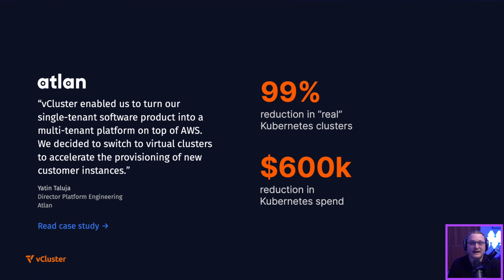Atlan: vCluster enabled us to turn our single-tenant software product into a multi-tenant platform on top of AWS. We decided to switch to virtual clusters to accelerate the provisioning of new customer instances. They have a 99% reduction in real Kubernetes costs and a $600K reduction in Kubernetes spend, because what they're using is virtual clusters instead of dedicated clusters for each of their tenants.